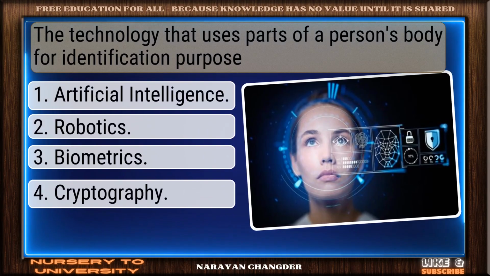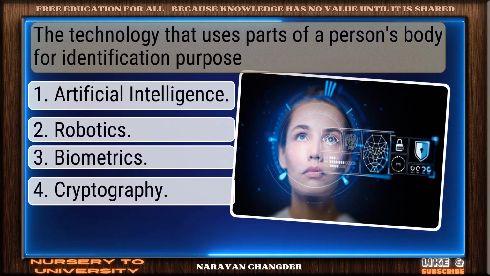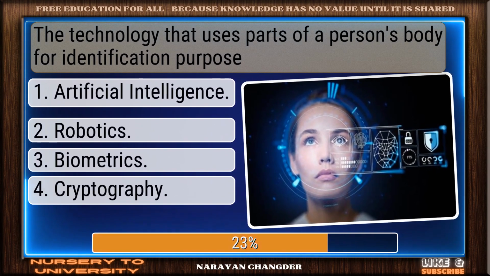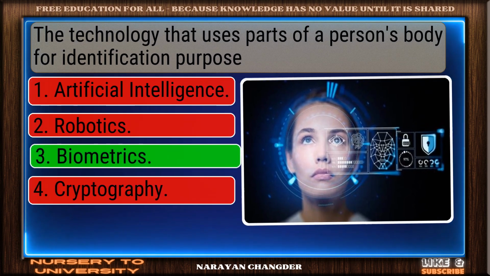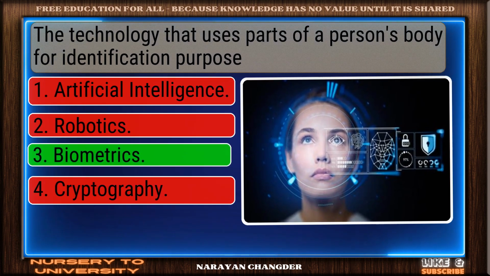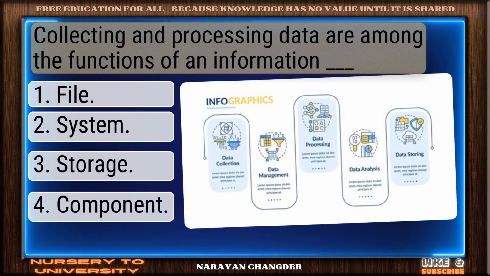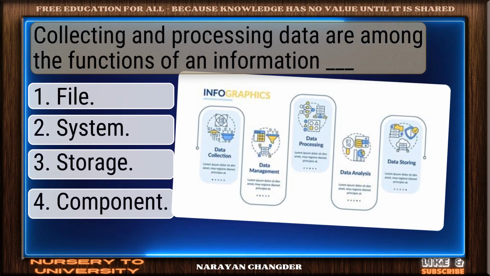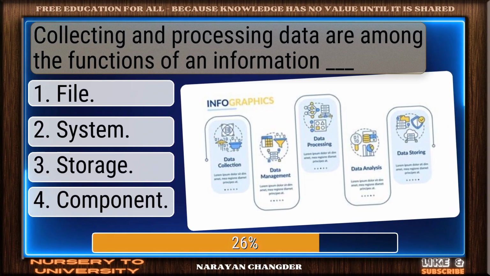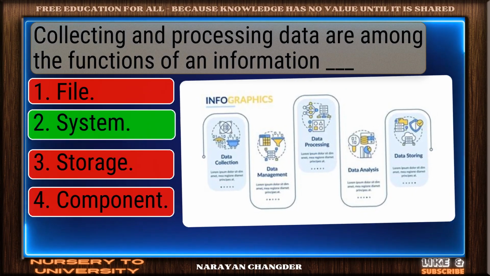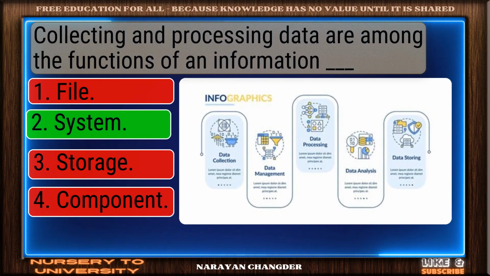The technology that uses parts of a person's body for identification purpose. Excellent choice. Biometrics is right. Collecting and processing data are among the functions of an information... Well done. System is right.